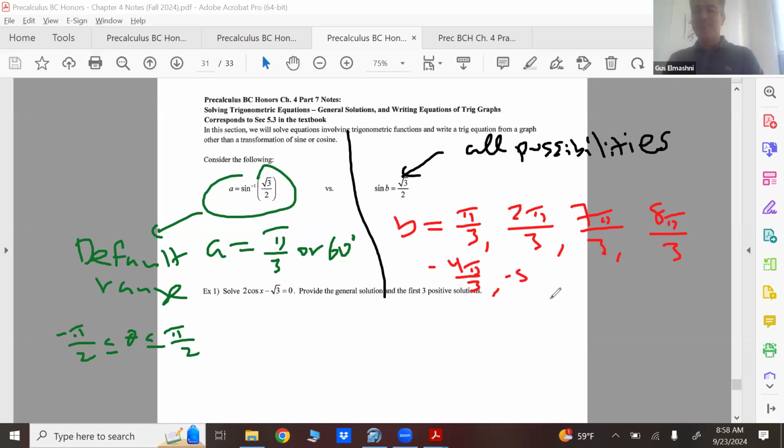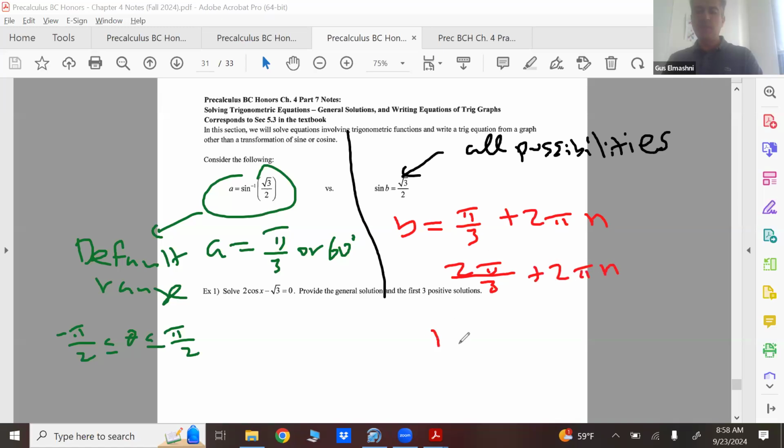So here's the deal. This is how you write it. You're going to write it like this, where n is any integer. Wait, that says 2 pi over 3 plus 2 pi n. Why? Because that means you go around. The sine of 2 pi over 3 is root 3 over 2, but so is pi over 3. Oh yeah, you do both. Right, so here's the deal.